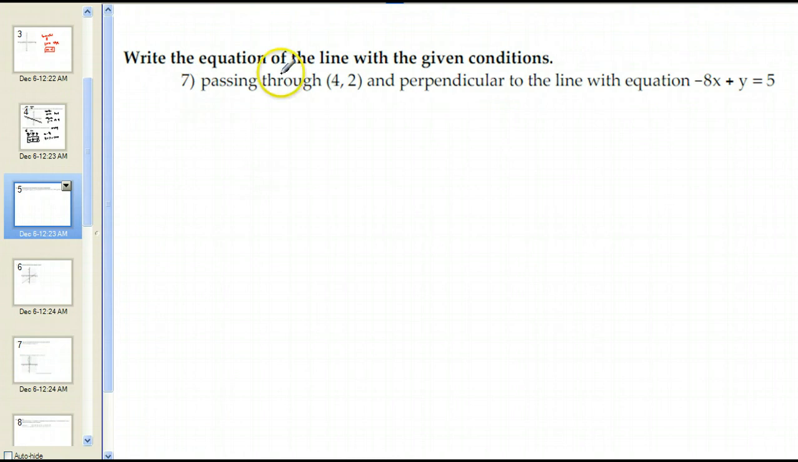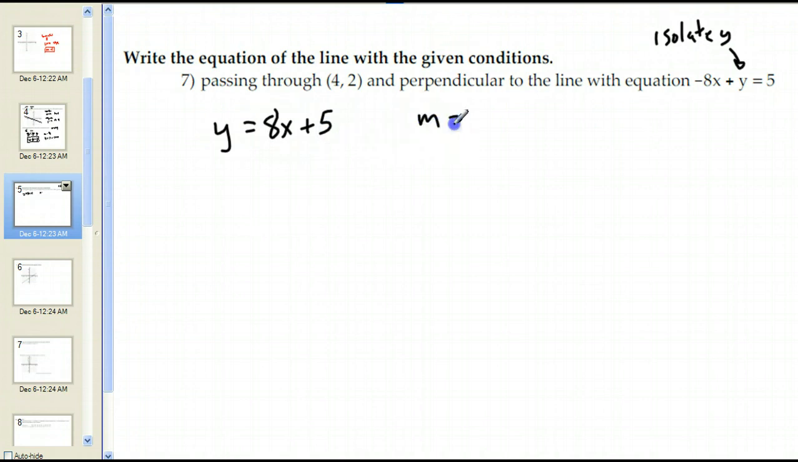Alright, write the equation of the line with the given conditions. Passing through this point, perpendicular to this line. So the first thing we want to do is isolate y here. Again, the number in front of x is the slope, because you need the slope here. So I'm going to add that 8x over, and I get y equals 8x plus 5. So that means the slope of the first line is 8.